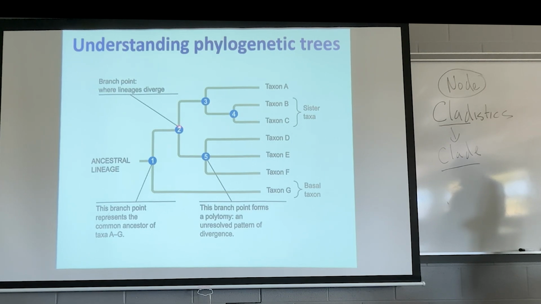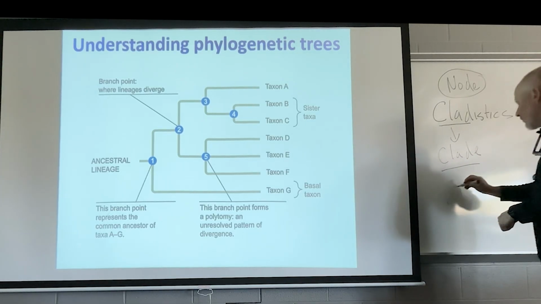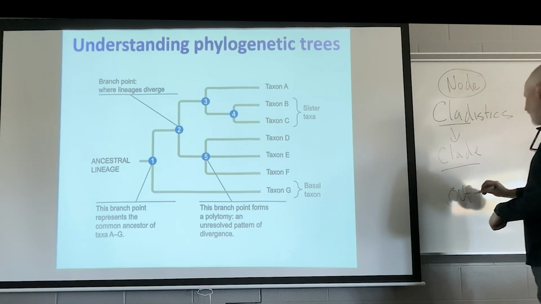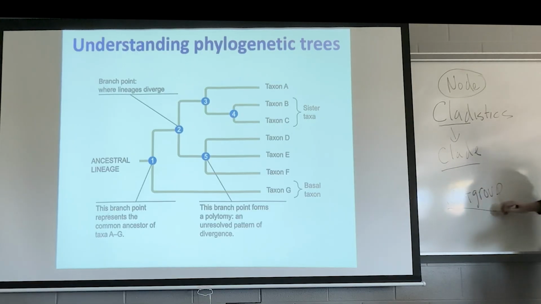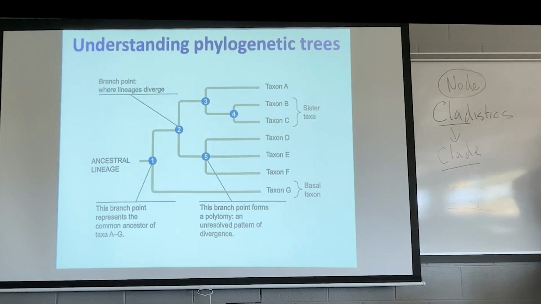Branch 1 up here goes to 2, and then the other branch goes down here to taxon G. Notice this taxon is kind of separated from the rest of the tree, right? And this one on the bottom is called the basal taxon. Often that basal taxon is what's considered an outgroup. All right, again, another word we're going to see here in a minute. An outgroup is a group that doesn't belong to the clade, but is closely related to it.